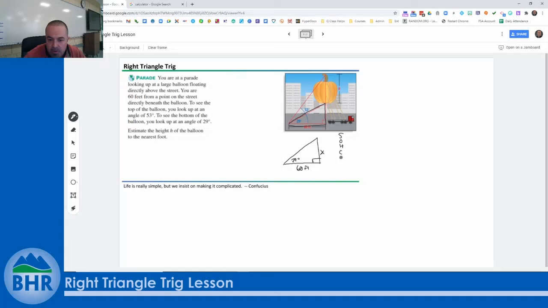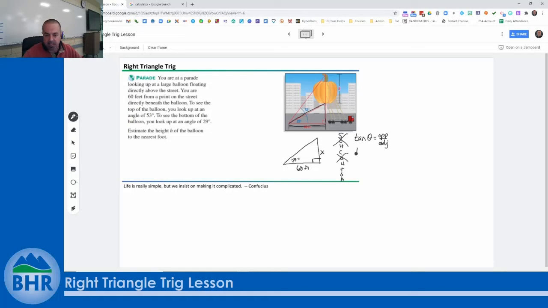So SOH CAH TOA. I'm going to look at this angle, 29. I've got nothing here. That would have been my hypotenuse. That's interesting, because if I don't have a hypotenuse, I don't have either of these, because those both have hypotenuses in them. So this must be a tangent. So the tangent of theta is equal to opposite over adjacent.